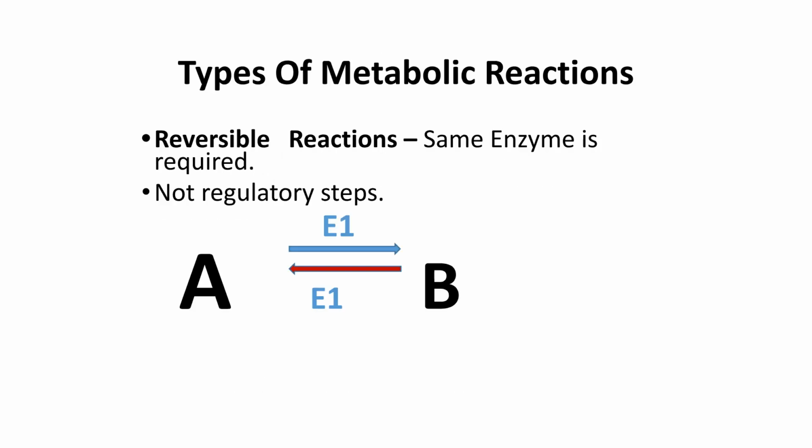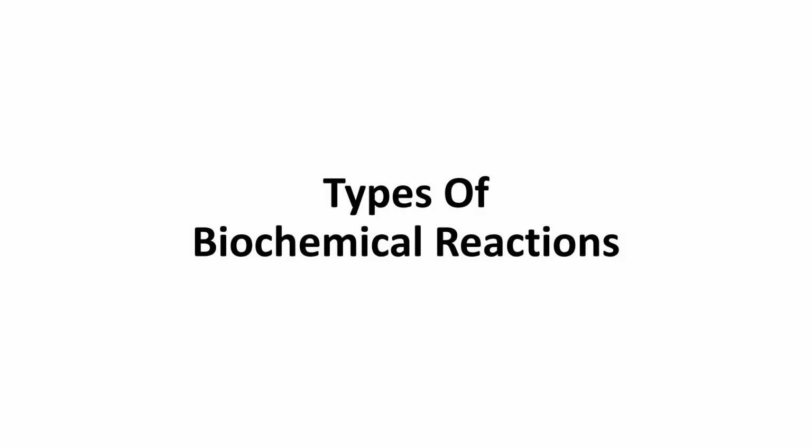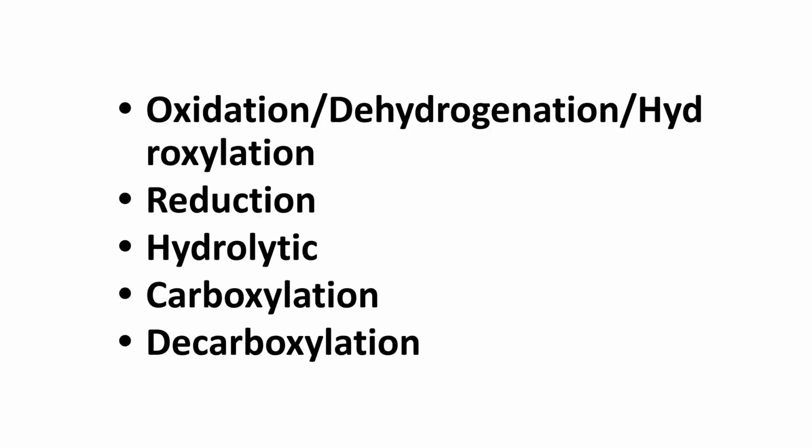Irreversible reactions require a different set of enzymes for the reverse direction. They are non-equilibrium reactions and serve as regulatory steps, such as C to D using E3 and D to C using E2. Let's review the types of biochemical reactions. Types of reactions include oxidation, dehydrogenation, hydroxylation, reduction, hydrolytic, carboxylation, and decarboxylation. Additional types are phosphorylation, dephosphorylation, amination, deamination, isomerization, hydration, and dehydration.